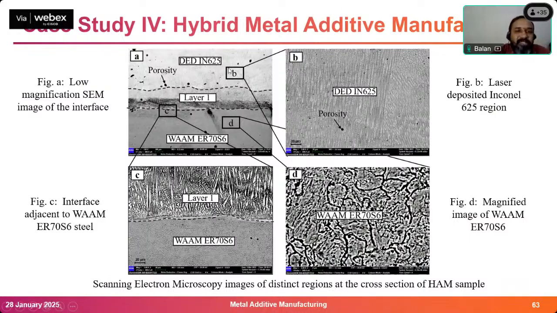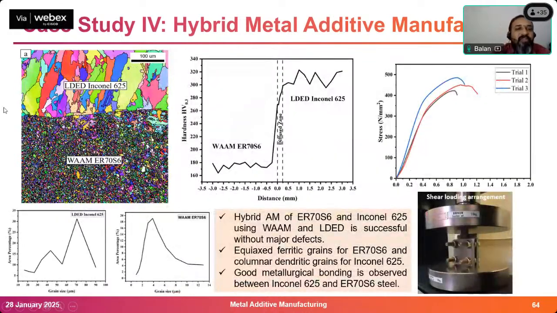So this is the microstructure. You can see this is the top LDD layer, and the bottom VAM layer is also here. Now I want to cross check how my interface is, whether it is good or bad. So we did some ABST analysis and we did some shear model test, and we found out that the interface strength is also very good.